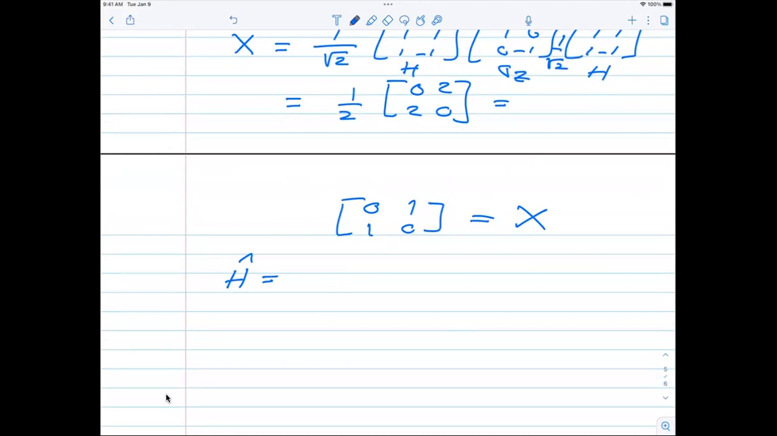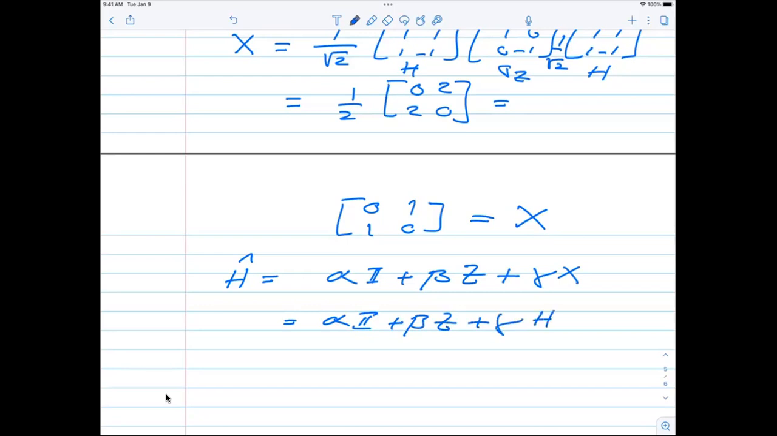So we have a constant, and I'm just going to call this constant alpha. We have the identity matrix. We have a new constant beta, which multiplies a sigma Z matrix. And then we have the other constant gamma, which multiplies the sigma X matrix. Which we again rewrite as alpha times I plus beta times Z plus gamma times the Hadamard matrix multiplied with the Z matrix and multiplied with the Hadamard matrix.